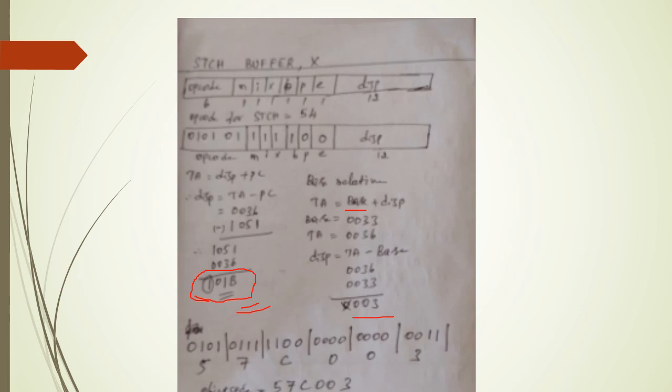So finally group them into 4 digits, you will get 57C003. How did you get 57? In 4 digits, 0101, then 0111, that is 7, then C is 1100, then finally the displacement is 003. So we got 57C003.